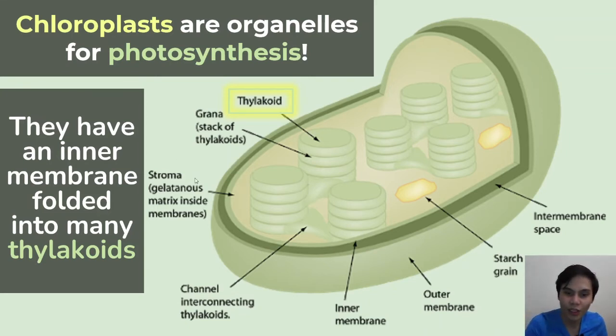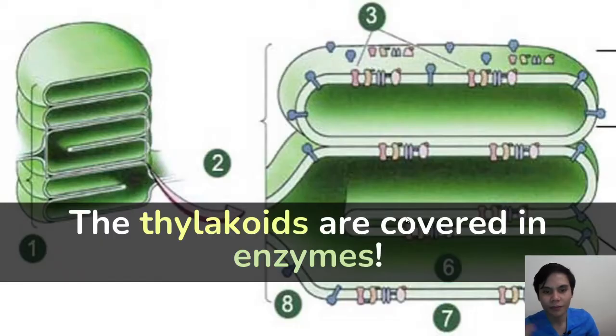The stroma is the soup inside the chloroplast, and it has an inner and outer membrane. That's why the inner membrane can fold into thylakoids. Now the thylakoids are covered in enzymes, and that's why you want to fold them into these flattened sacs so that you have more surface area and more area for the enzymes to be on. And again, enzymes catalyze reactions, and that allows us to have lots of enzymes doing their jobs, doing their work.